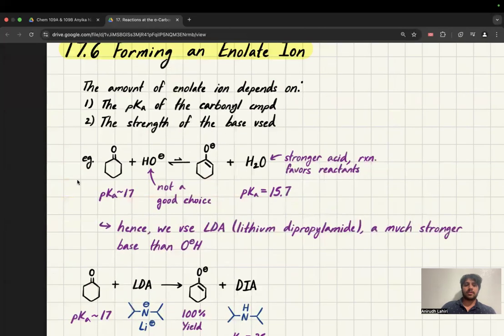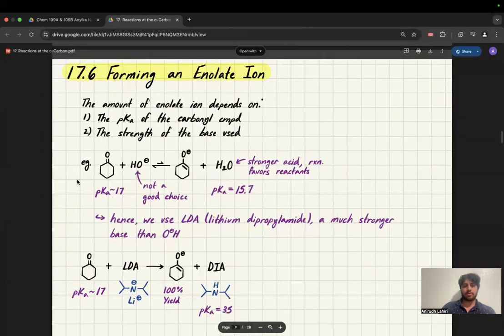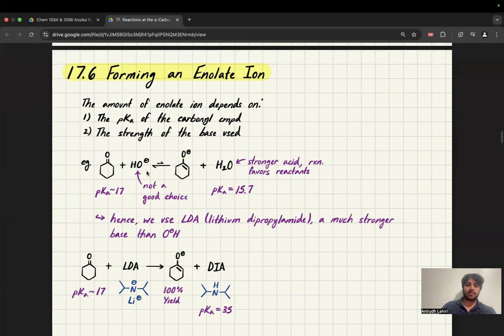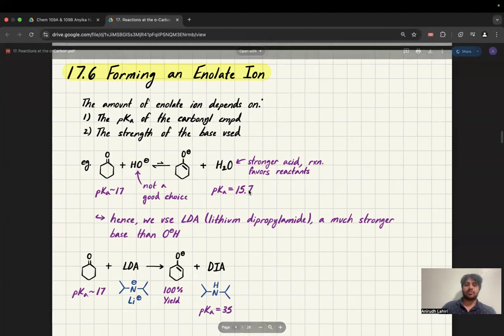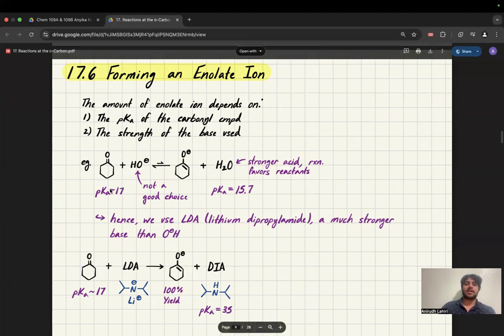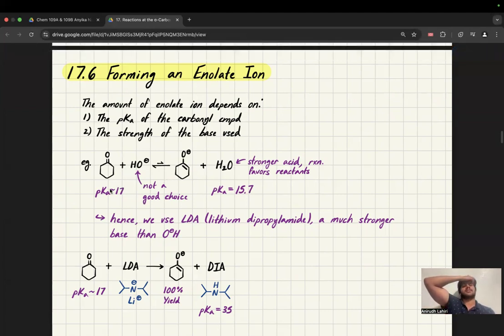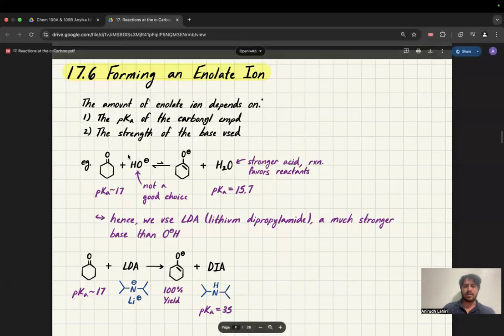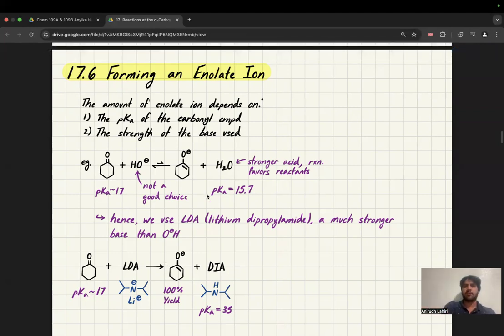Okay. The amount of enolate ion depends on two things, the pKa of the carbonyl compound and the strength of the base that's used. This is not going to work, right? Because we have an HO minus. The pKa of H2O is 15.7. This is 17. So the reactant side would be favored. And let's see, 17 minus 15.7. Okay, so Henderson-Hasselbalch says that you'd approximately have 5% of the compound, I think, in this form. So we get about 5% of the reaction that we're looking for, which is not nothing, but it's a pretty bad yield, right?